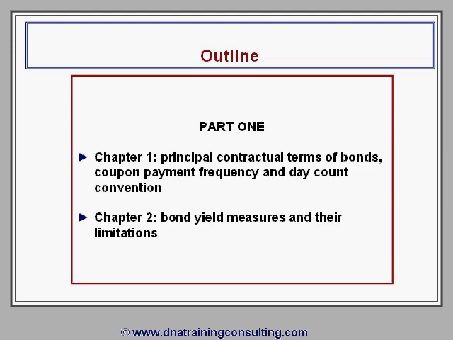Chapter 2 introduces the various yield measures for bonds, the fundamental pricing equation that relates a bond's price to its yield to maturity, and the limitations of this equation and possible improvements to it.